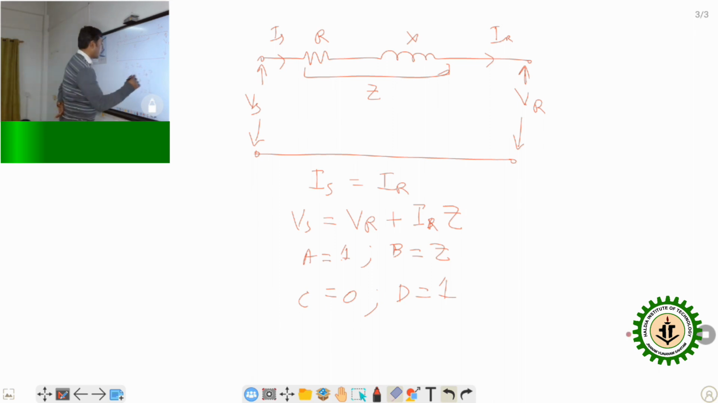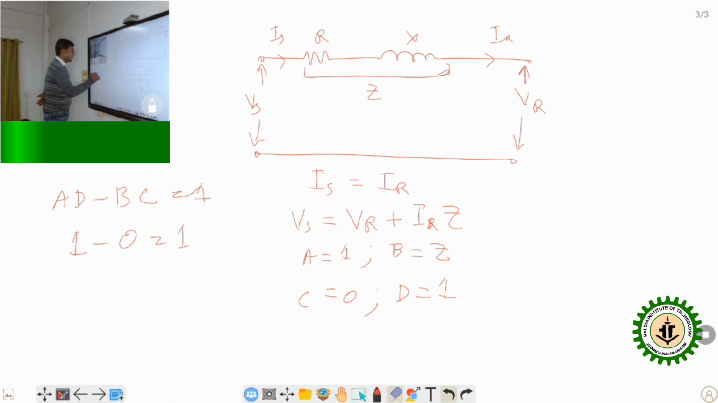Now, if you want to go for calculation, the condition of symmetry is AD minus BC equal to 1. So you check it. AD means 1, minus BC, that means 0. So the value is 1. That means the condition of symmetry is matched for the short transmission line. And another reciprocity condition is A equal to D. See here, A equal to D.